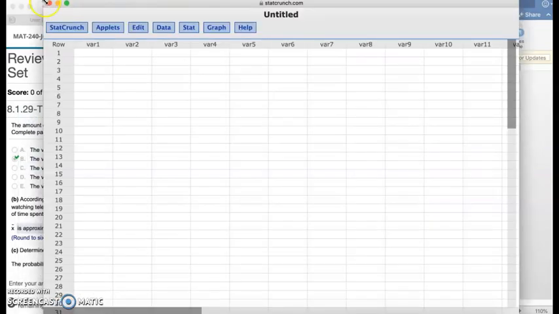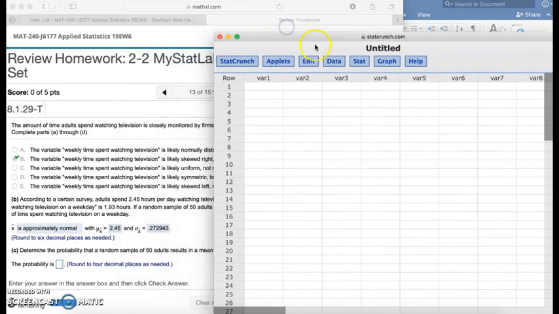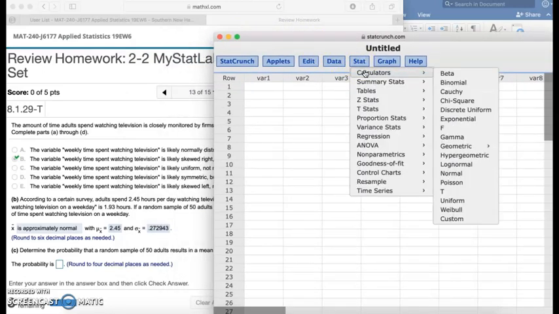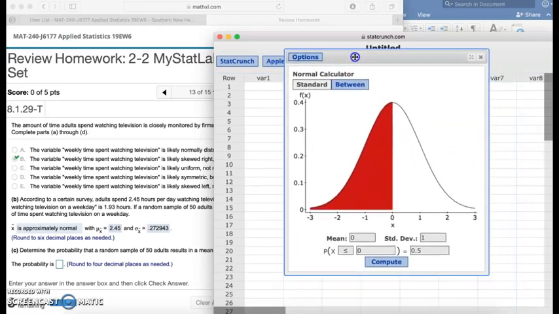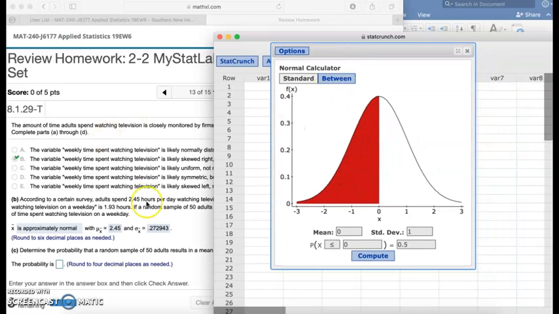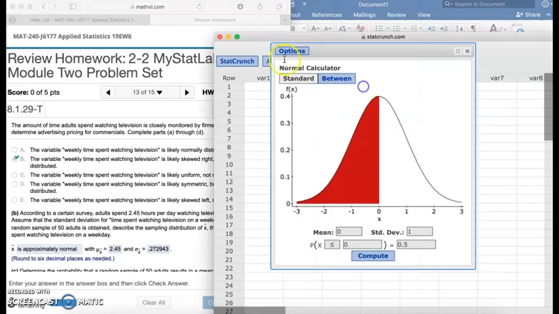Here we go. All right, so to find that probability in StatCrunch, we're going to go to Stat, Calculator, Normal. That gives us the calculator for the normal distribution. See here, you've got your nice little graph, and this is a great way to look around at it. So in this case, we need to input our mean and our standard deviation. We found that right here for our sample. So we're going to put, let's make this a little smaller so we can see both at the same time.